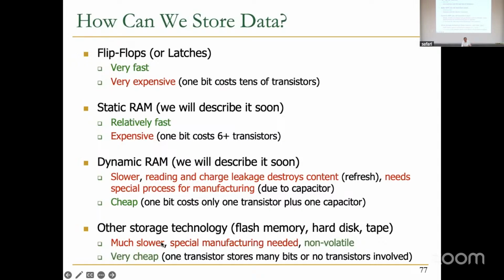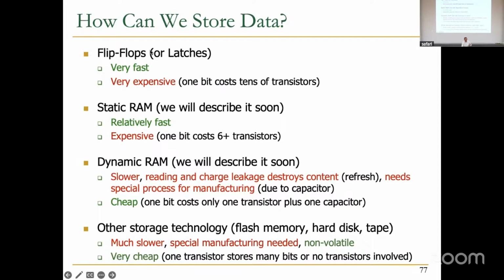But these are usually much slower. You need very special manufacturing, but they also tend to be non-volatile. Basically, you plug the power off, you still keep the data over there. That's how your SSDs, solid-state drives, work. But these are very cheap. 1 transistor can actually store many bits. Sometimes there are no transistors involved, right? You store charge based on magnetic plates that can be manufactured at very small technology levels. Okay, these are actually very fun, very interesting to look at.